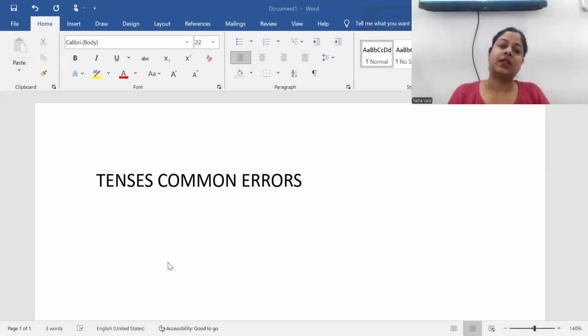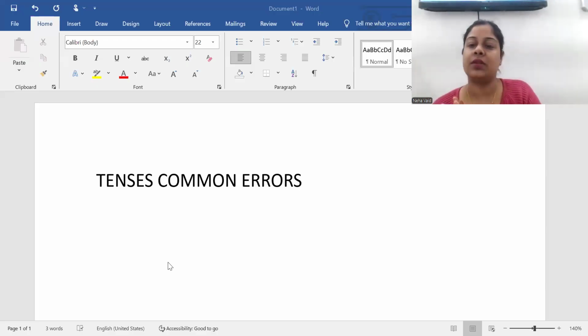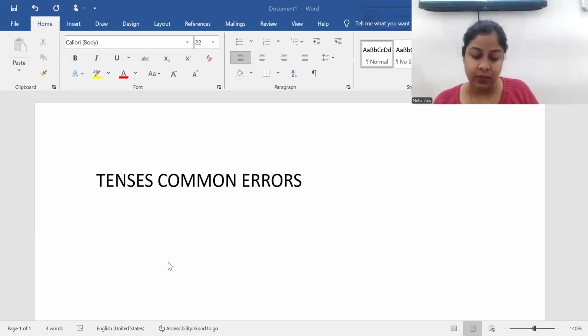So today our class is on tenses common errors. What are tenses common errors? First, obviously, the understanding of the present, past, and future impact. So today we are going to talk only on the concept where we lose out the marks.